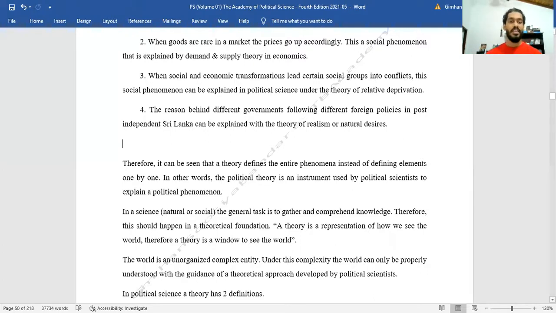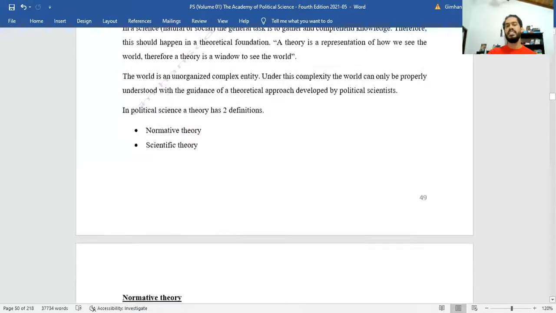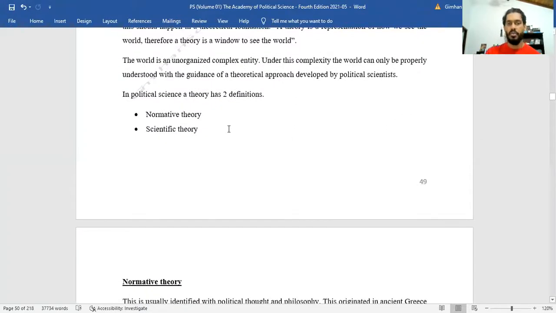Okay, so these political scientists are the ones who discover these windows. They find these windows and they tell us, here I found a window. Please come, take a look outside. Okay. And of course, theories have 2 types: normative theories and scientific theories.